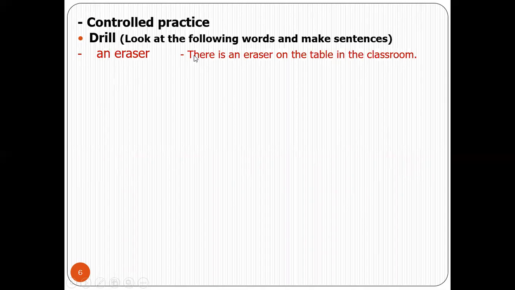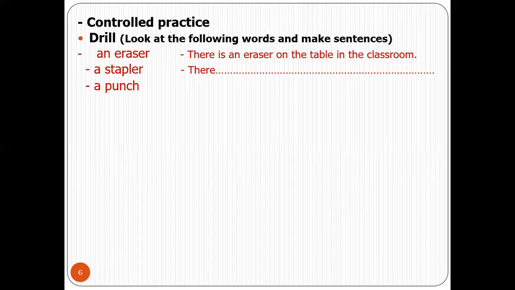So I would like you to repeat this. There is an eraser on the table in the classroom. A stapler. So make a sentence, please. There is a stapler on the table in the classroom. A punch. Something to cut, or just a tool to cut a hole on the papers. A punch. There is a punch on the table in the classroom.